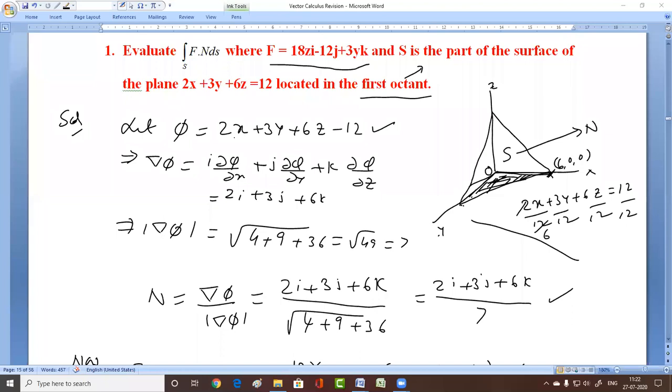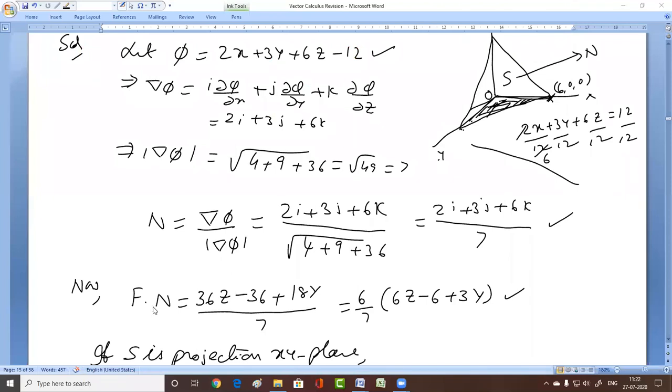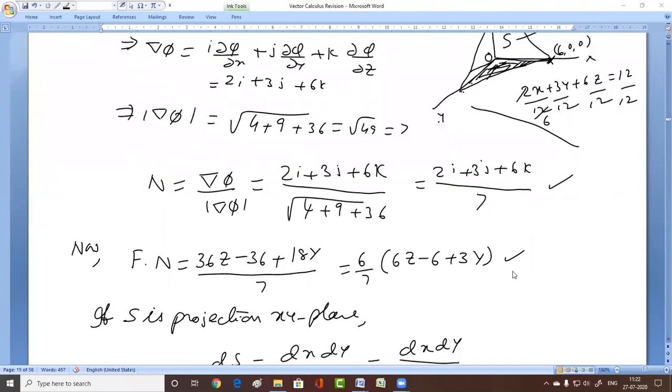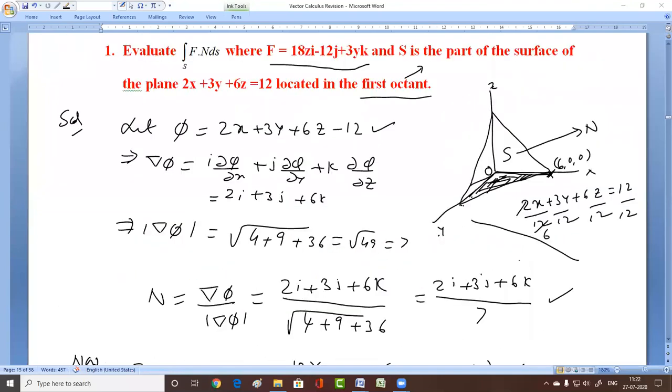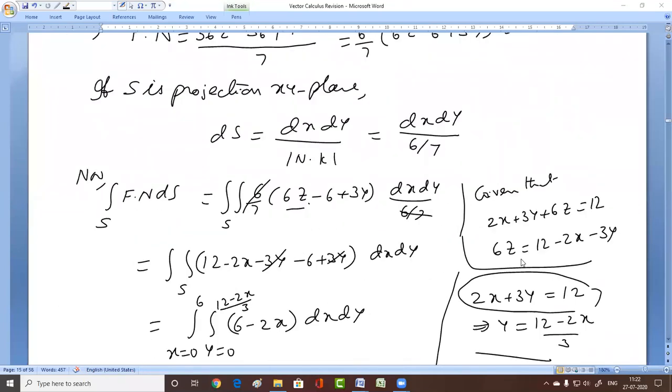Now find the magnitude of the gradient of phi, nothing but 7. n equals del phi by mod del phi. After finding the n value, find f dot n, the dot product of f and n. You will get f dot n. Now, since the surface is in the first octant, project on the xy plane only.